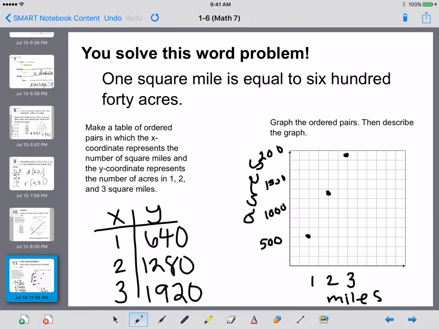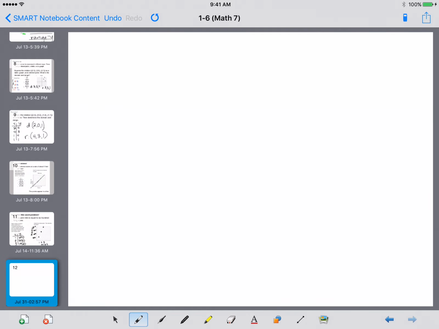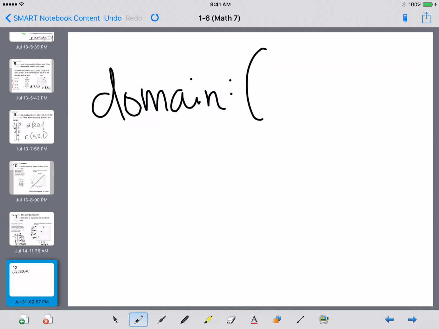So just one thing not to forget about on here: when you create your domain and range, your domain has to be in parentheses. And if it was 1, 2, 3, and 1, you only need to put that 1 in there one time. And the same thing goes for the range as well.